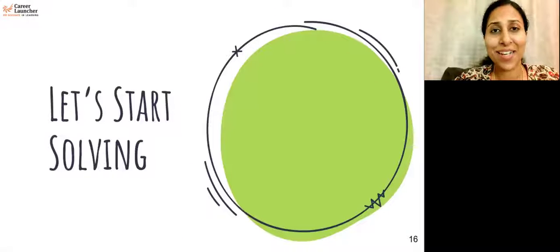So that's it about the introduction to the skills that you require. Now you need to start using these skills and attempting actual case studies that have come in the sample paper. So let's start solving. All the best.